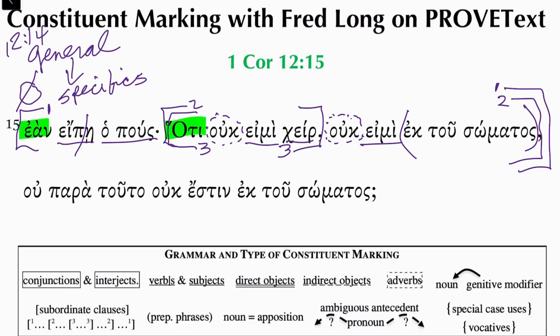And we'll have to consider what kind of conditional sentence this is at the end. So that's how I would mark this up. You can see that, those of you who are watching.